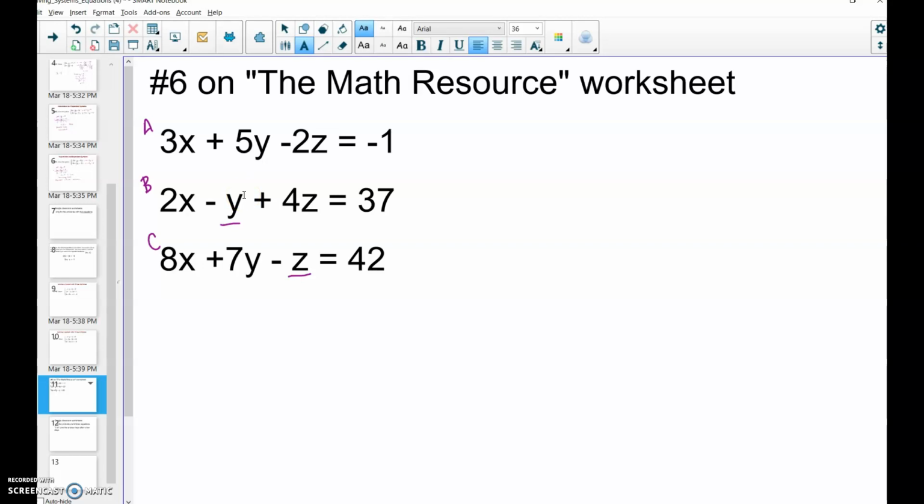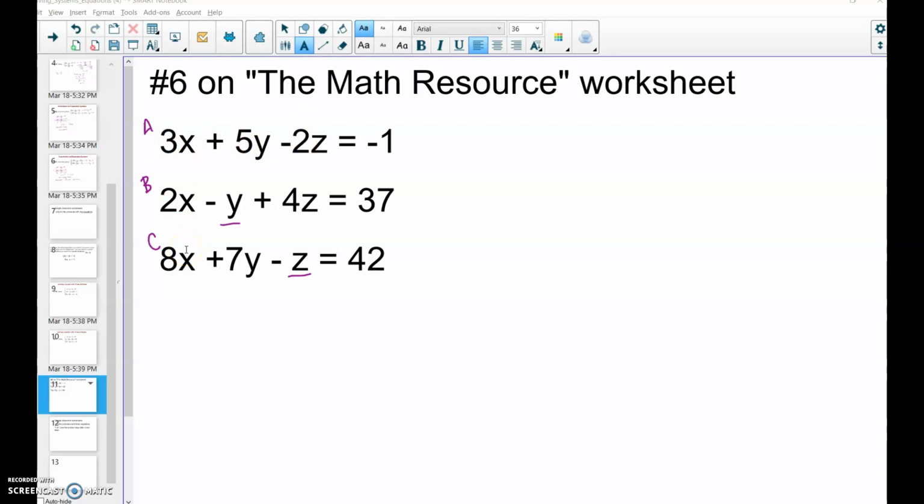Wouldn't be too bad. But let's look at z here. I have 2 and 4. Those are going to be, first of all, smaller numbers, so they're going to be a little bit easier to work with. And all I would need to multiply would be equation A and equation C.